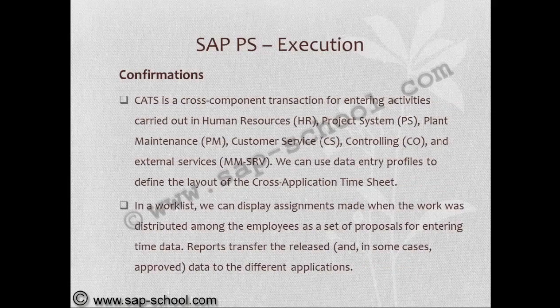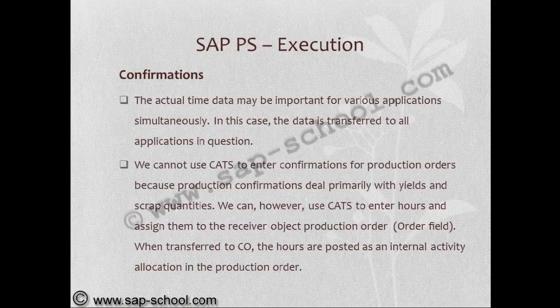CATS is a cross-component transaction for entering activities carried out in human resources, project system, plant maintenance, customer service, controlling, and external services. We can use data entry profiles to define the layout of the cross-application timesheet. In a worklist, we can display assignments made when the work was distributed among the employees as a set of proposals for entering time data. Reports transfer the released data to the different applications. The actual time data may be imported for various applications simultaneously. In this case, the data is transferred to all applications in question.